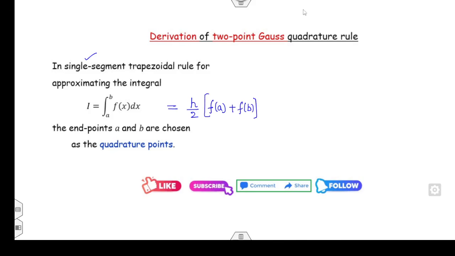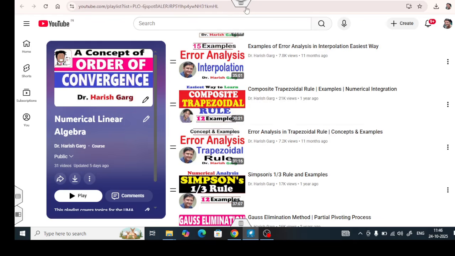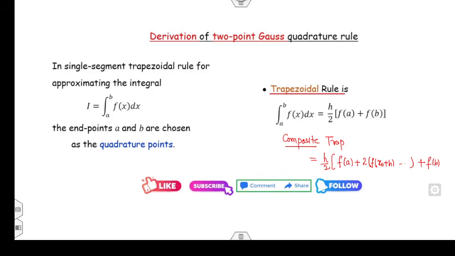You can see in this case the values of a and b are always known to us, and they are called the endpoints, nodes, or quadrature points. And if you are using the composite trapezoidal rule, then the formula is f(a) plus twice the next element, and so on, plus the last element. The same formula I have explained in the composite trapezoidal rule.